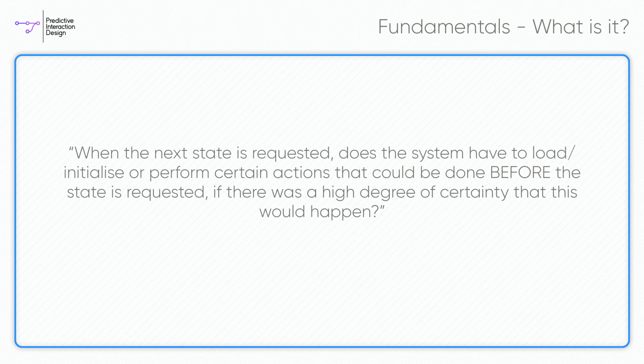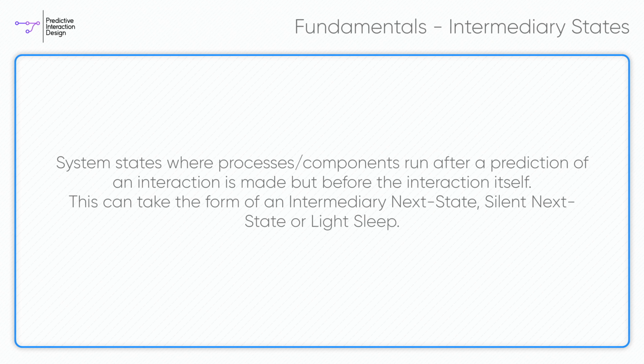So, in the previous chapter, we said that when a next state is requested, does the system have to load, initialize, or perform certain actions that could be done before the state was requested if there was a high degree of certainty that this would happen? And then we went over intermediary states. So these are system states where processes or components run after a prediction of an interaction is made, but before the interaction itself. This can take the form of an intermediary next state, silent next state, or light sleep. Now in this chapter, we're going to be talking more about silent next state, but we will talk about the other two further through this course.